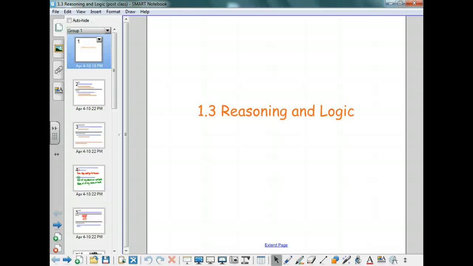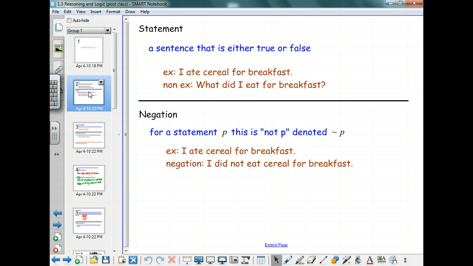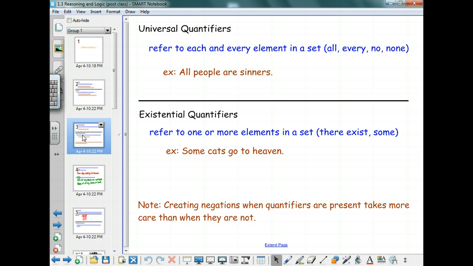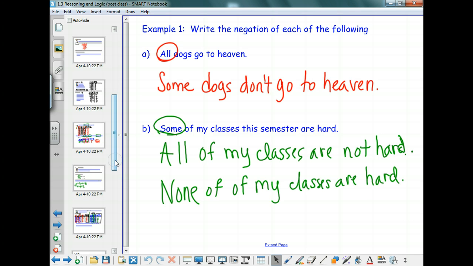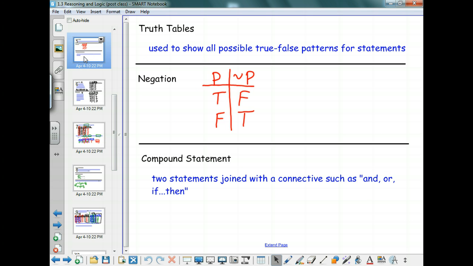All right, section 1.3, we're in the middle of this section. We've been talking so far about reasoning and logic. Just a reminder of where we are. We talked about statements and negations. We looked at some ideas about quantifiers, the words all, some, none, those kinds of things. We talked a little bit about negating those. And then the rest of the time we've been looking at truth tables.